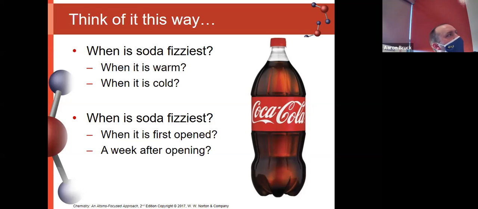And so think about this. When is your soda the fizziest? When it's cold. When is it fizziest? After it's first opened or after it's sat out for a while? Obviously after it's first opened. And it has everything to do with those two factors, temperature and pressure.